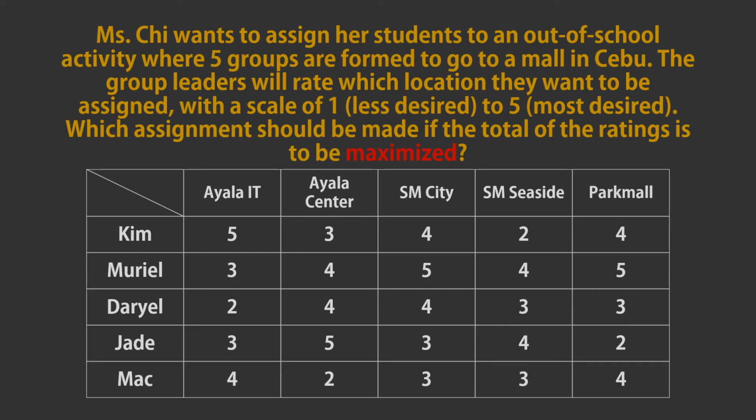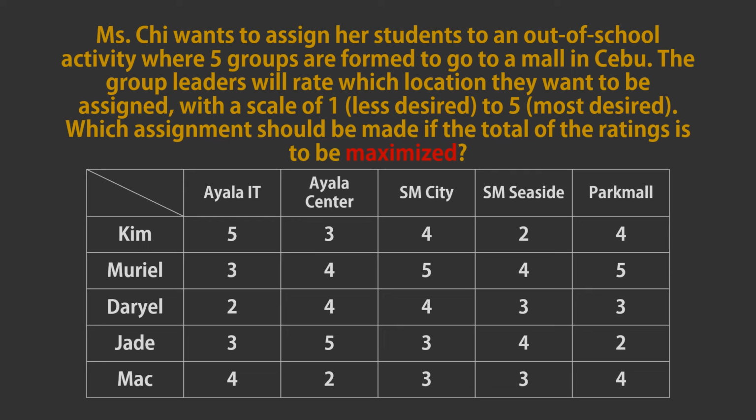Miss Chi wants to assign her students to an out-of-school activity where 5 groups are formed to go to a mall in Cebu. The group leaders will rate each location they want to be assigned to on a scale of 1, less desired, to 5, most desired. Which assignment should be made if the total of the ratings is to be maximized?